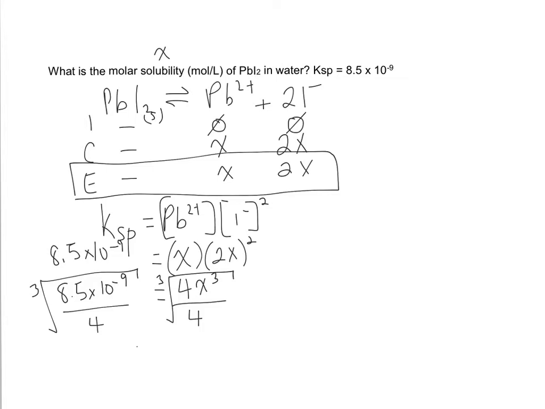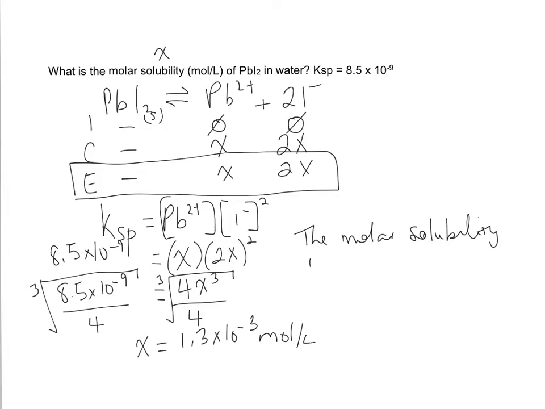So our x is going to be equal to 1.3 times 10 to the negative 3, and it's moles per liter because it's a concentration. So the molar solubility of lead iodide is 1.3 times 10 to the negative 3 moles per liter in water.